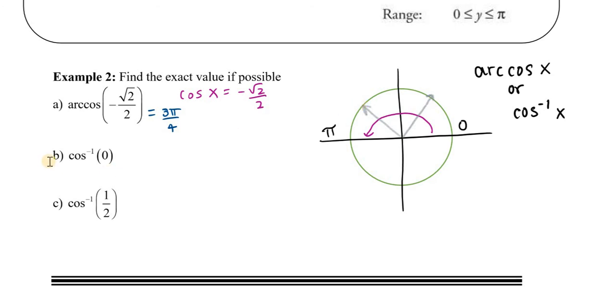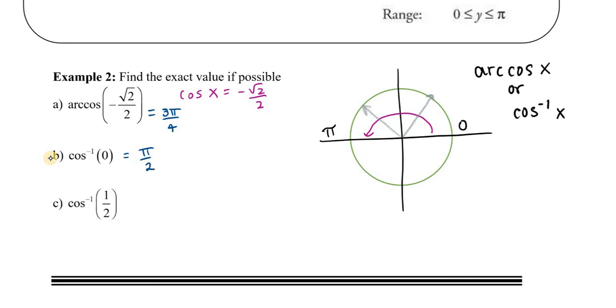Next, we want the inverse cosine of 0. If you think about your unit circle, where do you get 0? You get 0 when the angle is 90 degrees, or pi/2. So we would say our answer is pi/2.